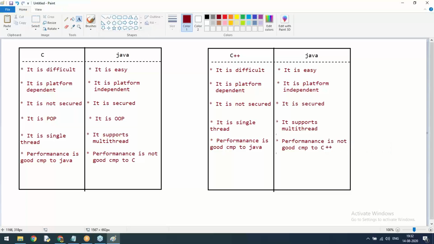But only one thing is common. What is that one thing, sir? C++ and Java both are object-oriented programming languages. Both are object-oriented, OOP. Clear, guys?